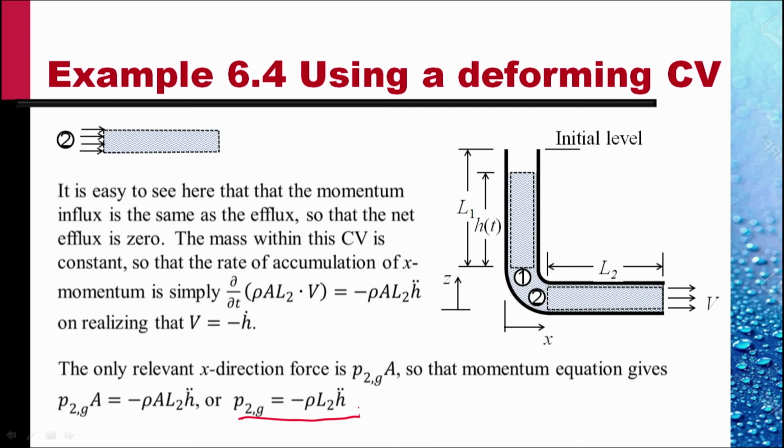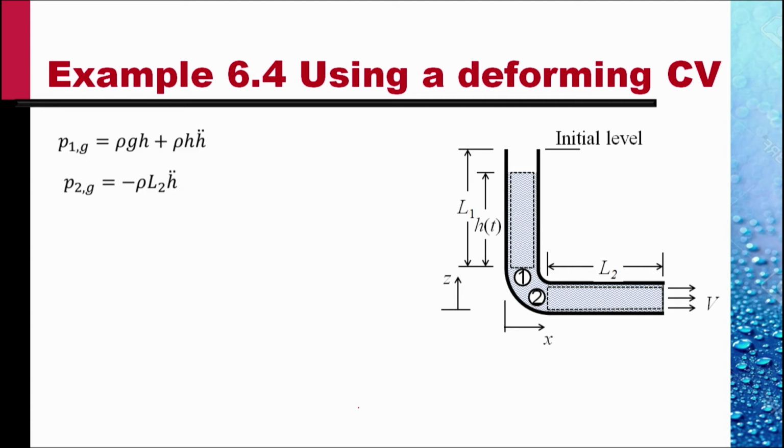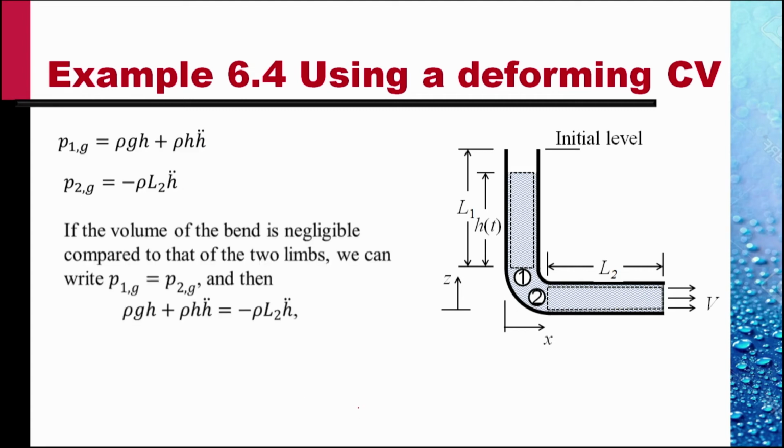Now what next? If the volume of the bend is very small, the pressure P1 should be equal to the pressure P2. We equate the two to obtain this equation, and this equation is simplified to obtain h double dot is equal to minus g h divided by (h plus L2). The problem is solved. This tells you the rate at which the level would fall and the acceleration of that level.